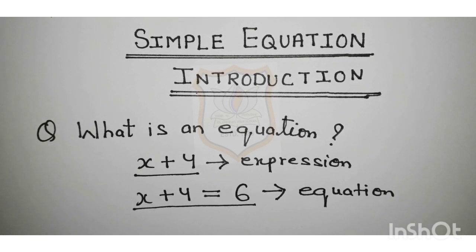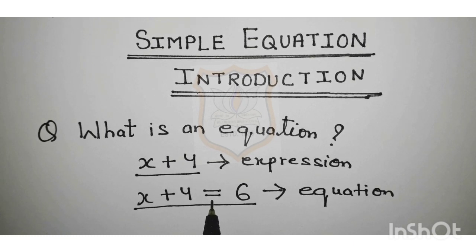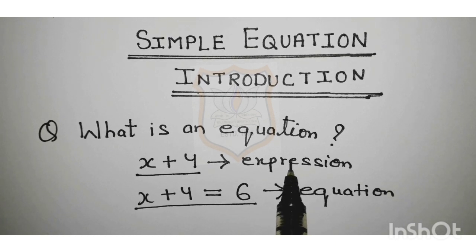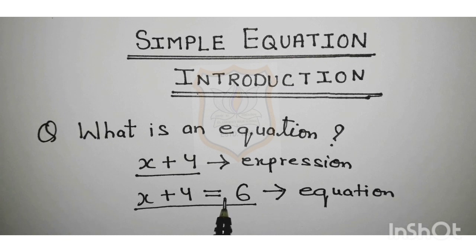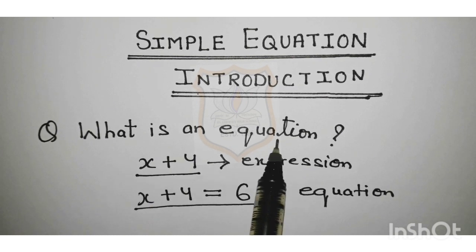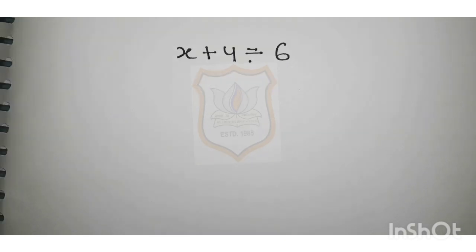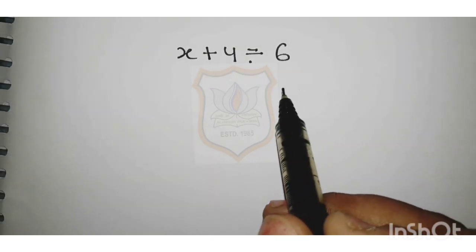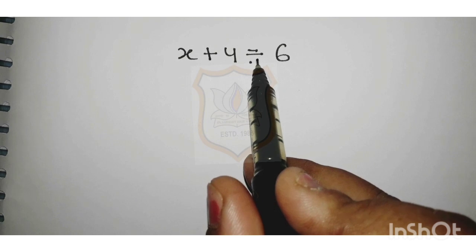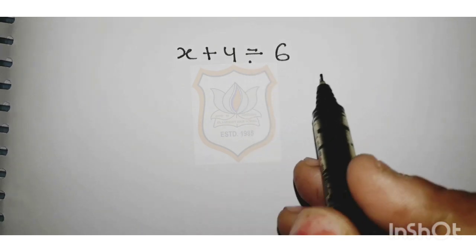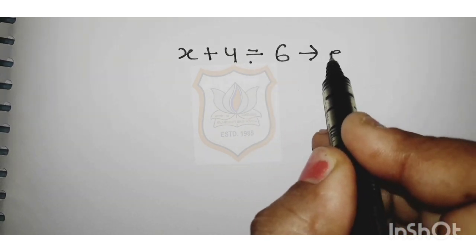So, what is the difference between expression and equation? The difference is of the is equal to sign. If the is equal to sign is not there, then it is an expression. If the is equal to sign is there, then it will become an equation. Now you will understand what is an equation. So students, we can say that when there is a sign of is equal to, it will become an equation.